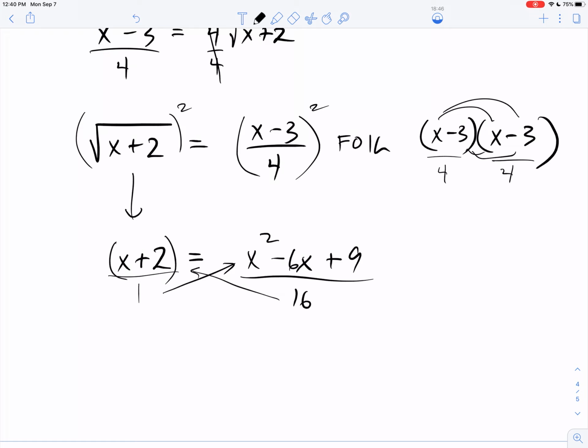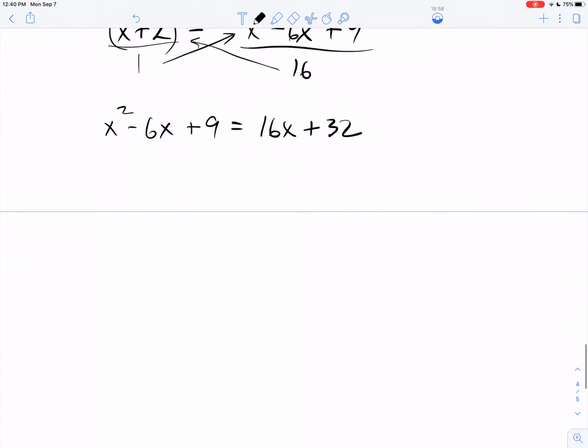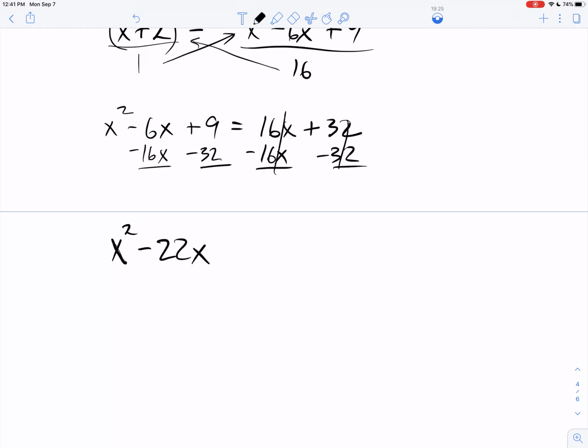If I cross multiply, 1 times this is this. And on the other side, 16 times that is 16x plus 32. And once again, I see that I have a quadratic. The highest powered thing is already positive, so I'm going to move it. I like to move it. And then I have what? I have an x squared. Negative 6x minus 16 more is negative 22x. That's what I have. And then 9 take away 32.